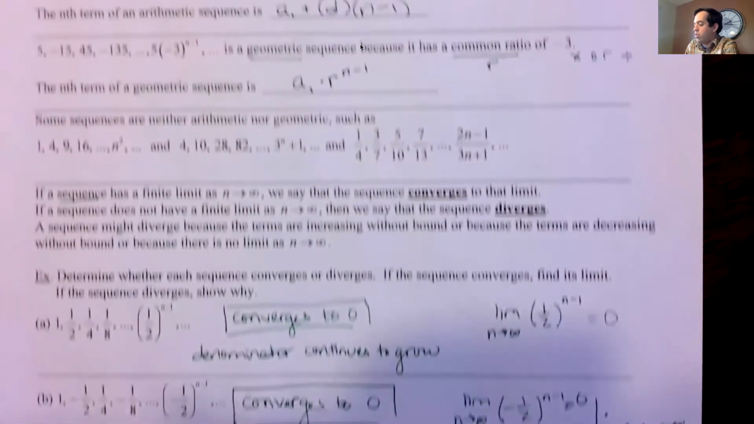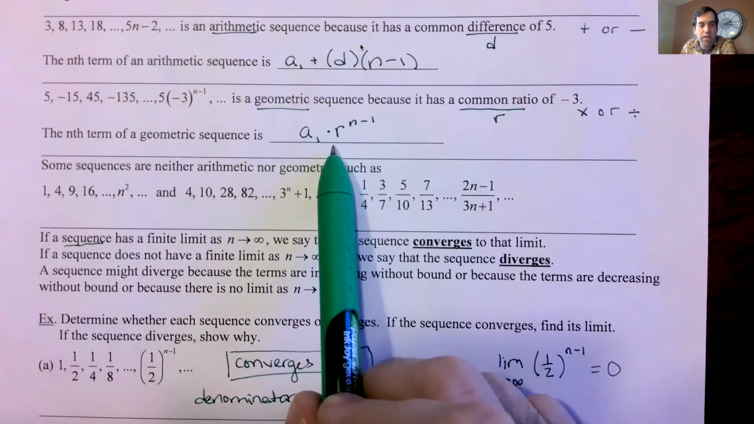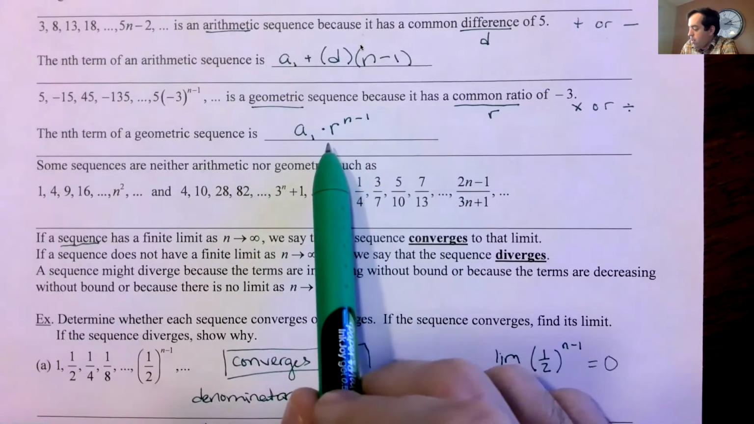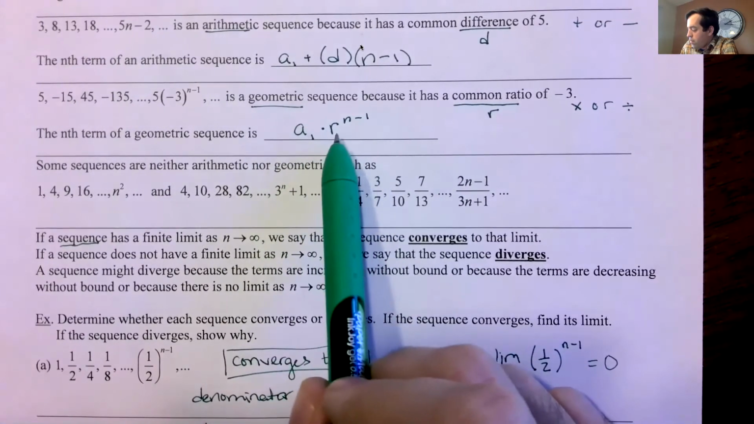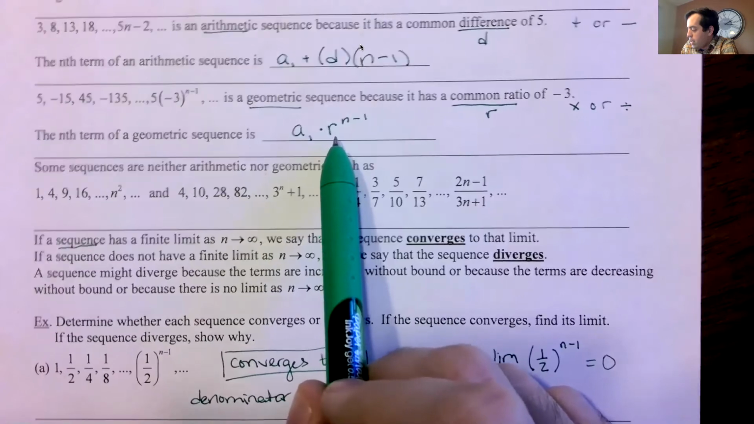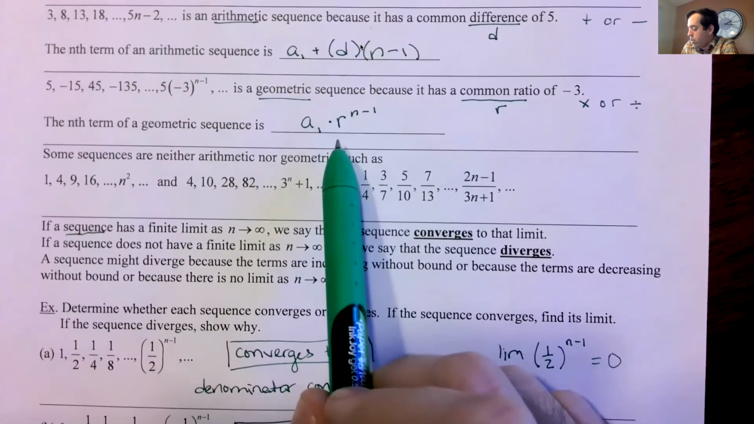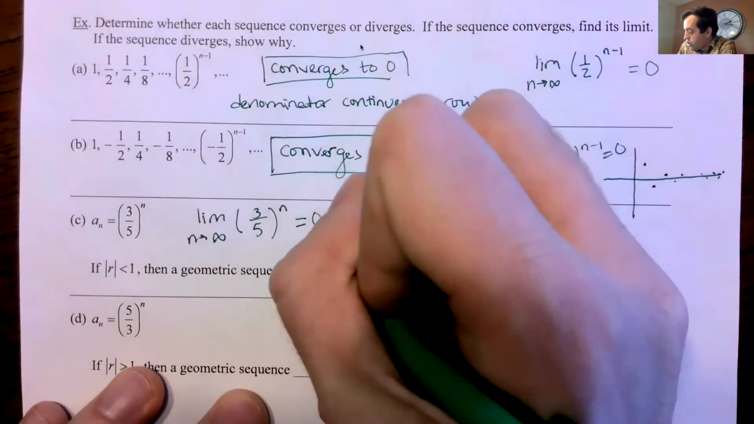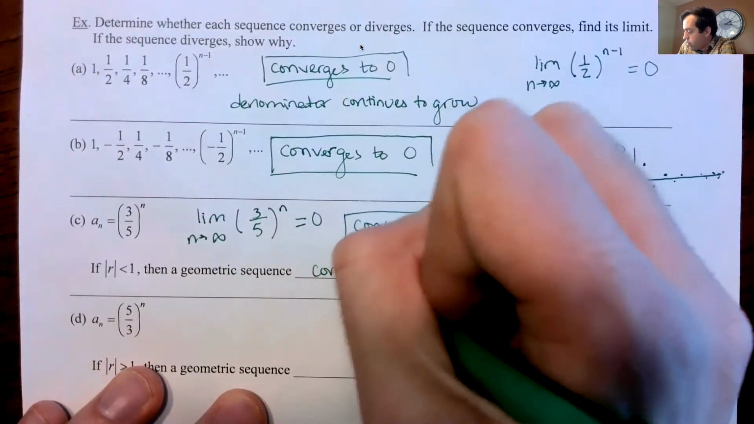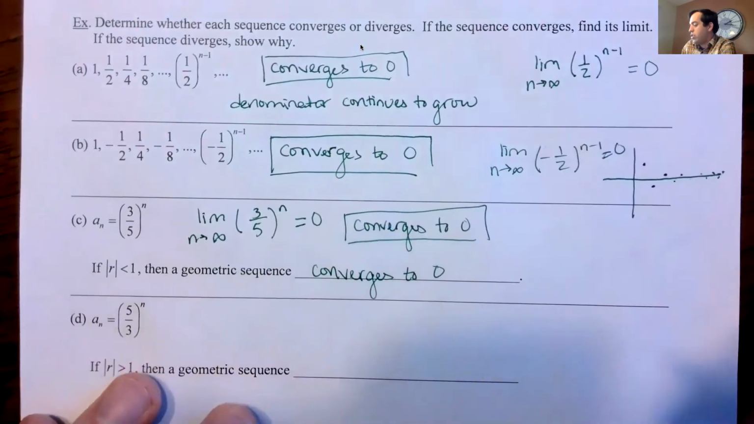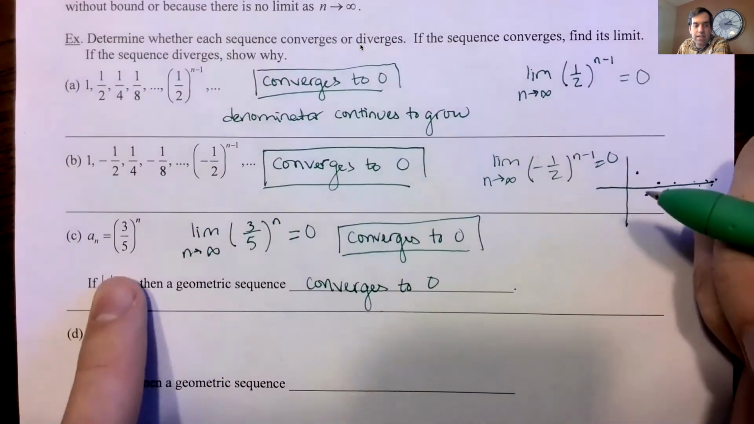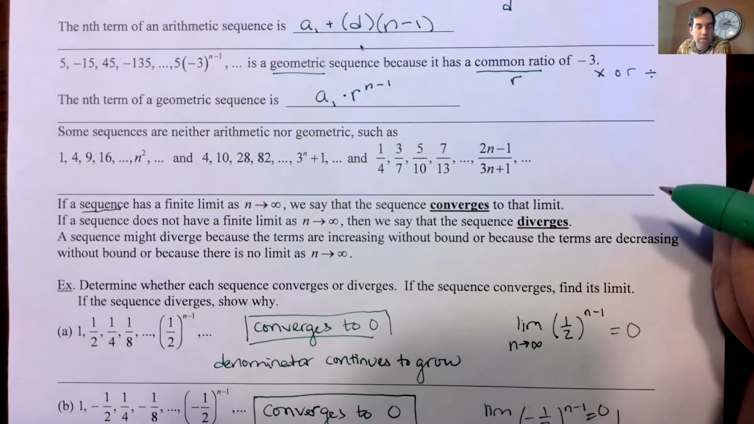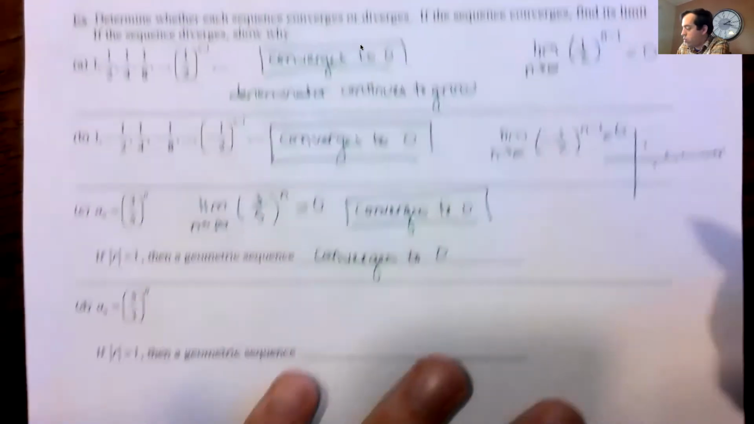And the rule has to do with the r. If we come back up here to this definition of a geometric sequence, the rule is that if the absolute value of r is less than 1, then the geometric sequence converges to 0. So the trick is, can we make this example in letter C look like that definition up there? So it's a sub 1 times r to the n minus 1.